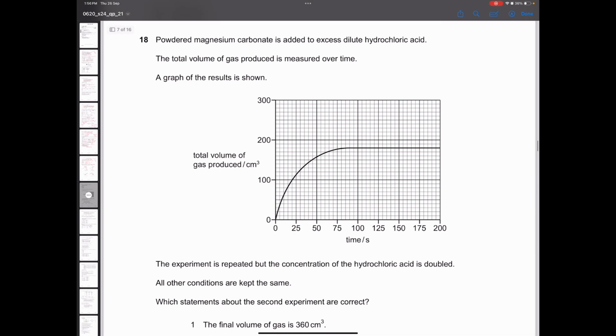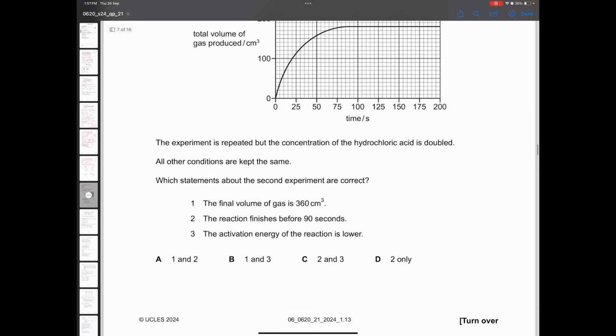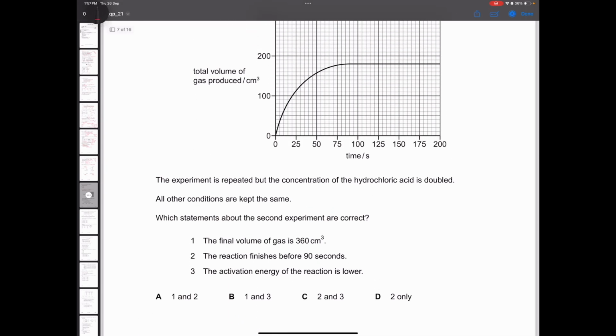Powdered magnesium carbonate is added to excess dilute hydrochloric acid. So it is already in excess, fine. Total volume is measured over time, all right. The graph of the result is shown, all right. So now they're repeating the experiment and they're saying that we are simply increasing the concentration of HCl. So now we know that rate of reaction directly depends upon concentration. If you increase the concentration, the rate of reaction will be more. Now, what does it mean by rate of reaction to be more?